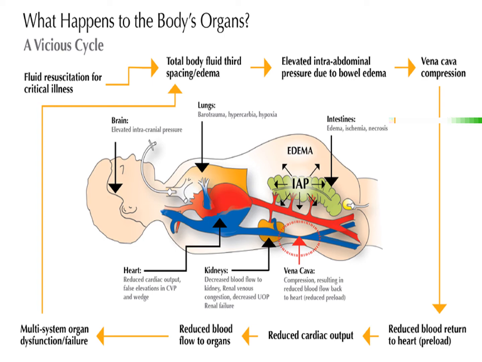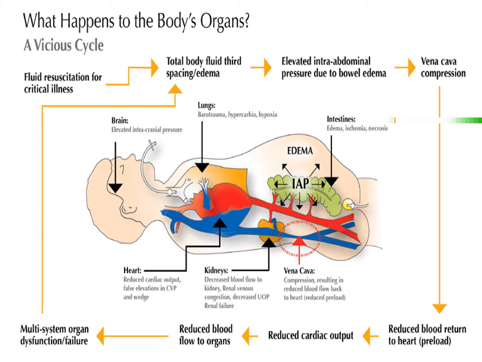This third spacing of fluid does lead to edema. When we think about edema in the legs and feet primarily, but when we talk about abdominal edema, this actually gives you a good idea of really what happens with that abdominal edema or that third spacing of fluid. Now this is on the severe level with these severely ill patients. The edema or accumulation of fluid causes an elevated intra-abdominal pressure that comes from the edema from the bowels.